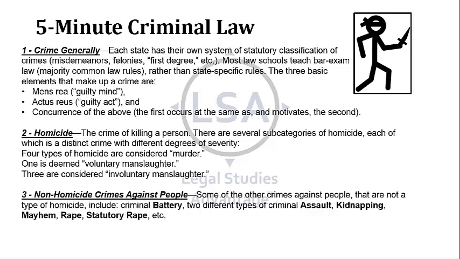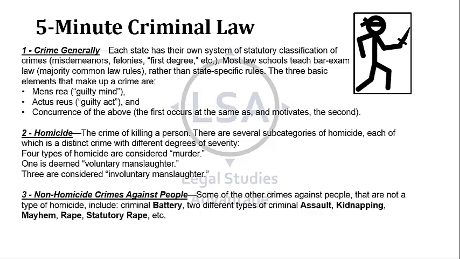Number 2. Homicide, the crime of killing a person. There are several subcategories of homicide that you'll cover in law school, each of which is a distinct crime with different degrees of severity. 4 types of homicide are considered murder. 1 is deemed voluntary manslaughter.